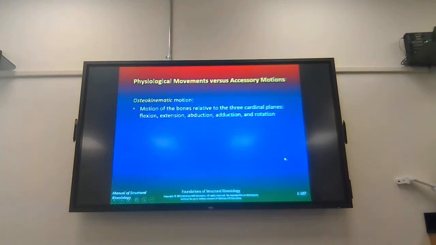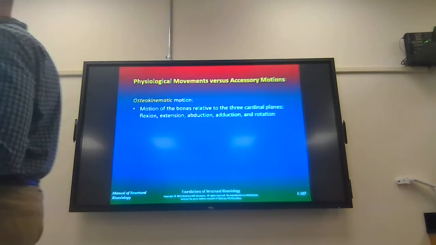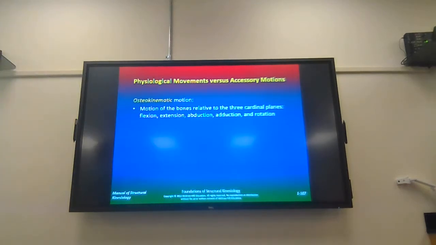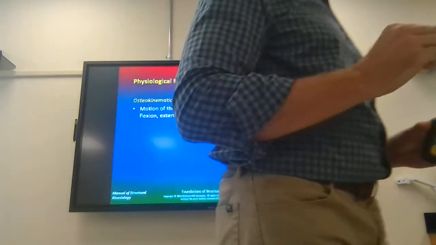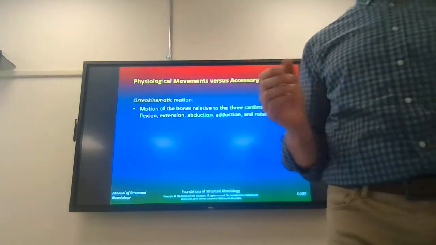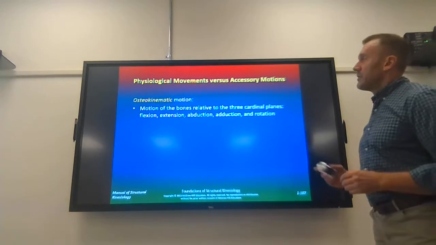So let's finish up with chapter 1. We talked about joint actions and skeletal system and unique features of bone. So let's talk about all the minute adjustments that take place within a joint to enable large movements. So physiological versus accessory motions.